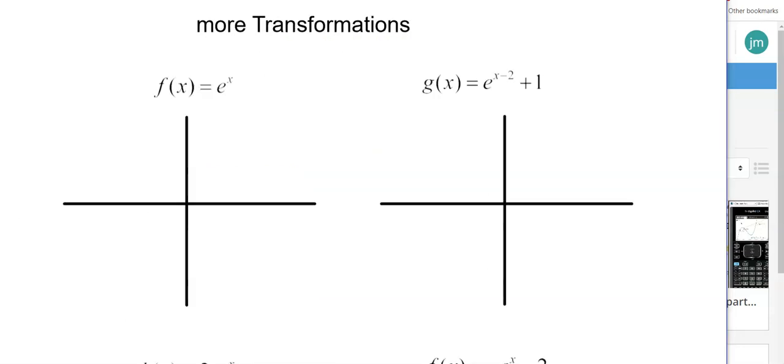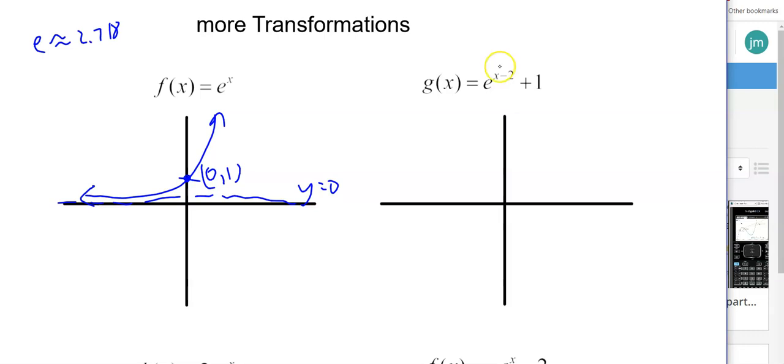Okay, so for the parent graph for this, it's going to be a very similar graph to 2 to the x, because think about what e is. e is approximately equal to 2.718. So the parent graph is y equals e to the x, has a point at 0, 1, and the graph looks like this. It goes up pretty fast. So it looks very much like our parent graph when a was bigger than 2, like 2 to the x, 3 to the x, 4 to the x, 5 to the x, etc.